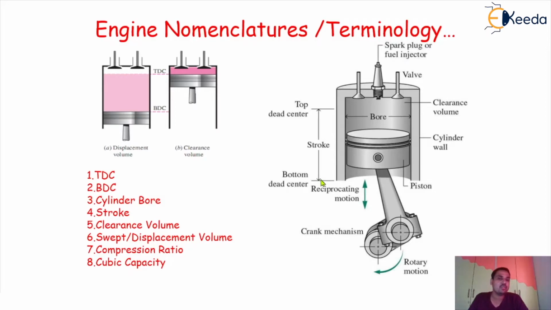Now the next one we are going to talk about is the swept or displacement volume. As we just discussed, stroke is nothing but the piston coming from BDC to TDC or TDC to BDC, and that is called a stroke. Similarly, when the piston is traveling from one dead center to another dead center, it displaces some volume. Whatever volume is displaced by the piston when it moves from one dead center to another is called swept volume or displacement volume. In simple terms, the volume swept by the piston when traveling from TDC to BDC or BDC to TDC is called the swept or displacement volume.